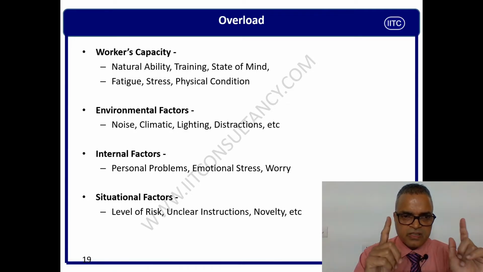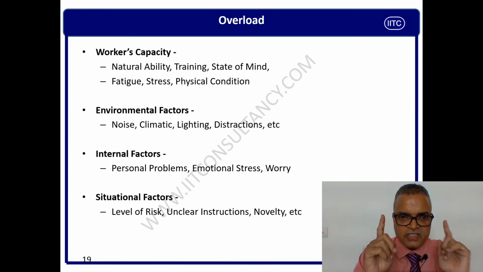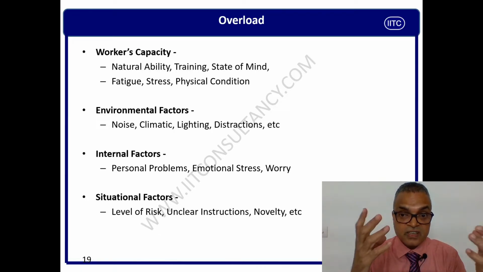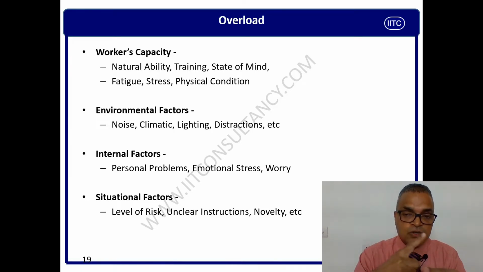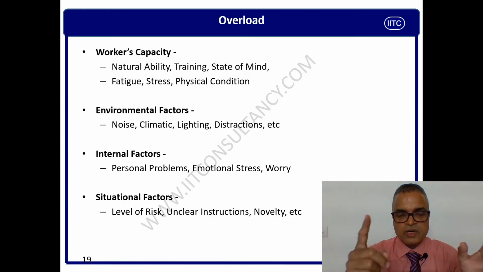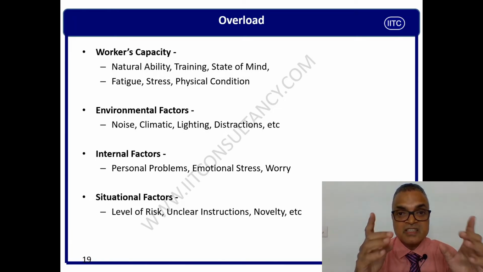Environmental factors such as noise, climatic temperature, lighting, distractions, etc. are responsible for accidents. This is known as the environmental factor. Internal factors are personal problems, emotional stress and worries. These are internal factors which have resulted in many accidents in the past. This is also one of the root causes. This is one of the immediate causes mentioned by Dr. Heinrich, that human error is one of the major reasons for creating an accident. Situational factors are level of risk, unclear instructions and novelty. These situational factors are also responsible for creating an accident.